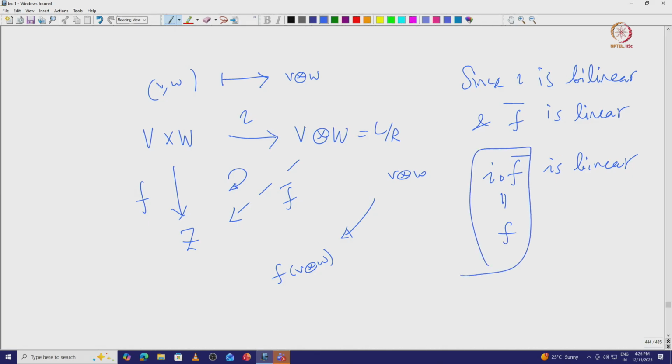And since the simple tensors v tensor w indeed span V tensor W, that would imply that f bar is indeed unique. Okay. So, this proves the universal property of this V tensor W.